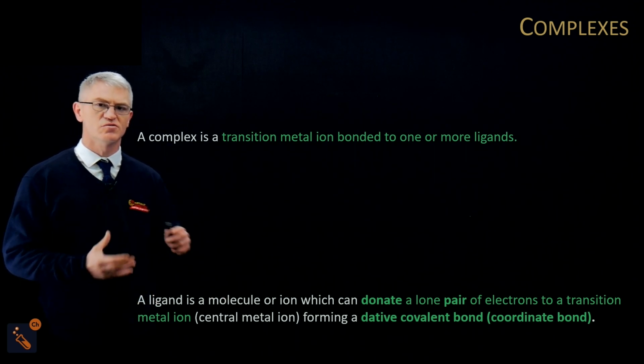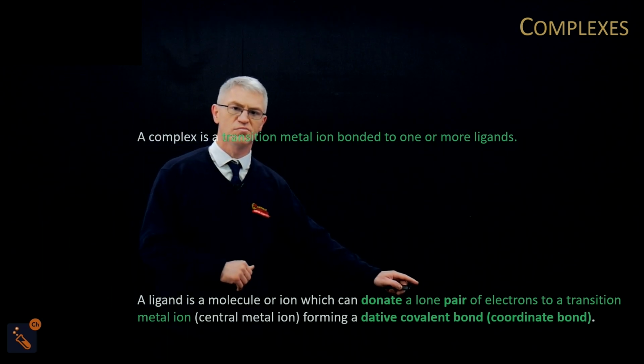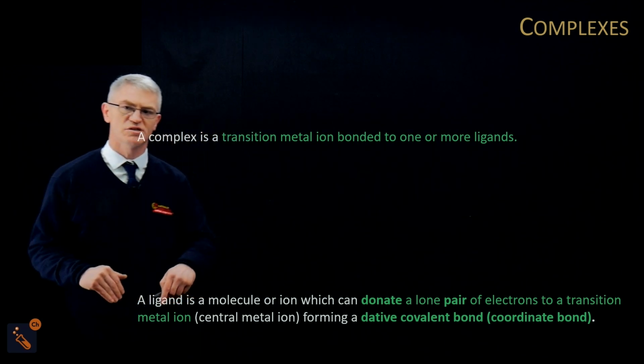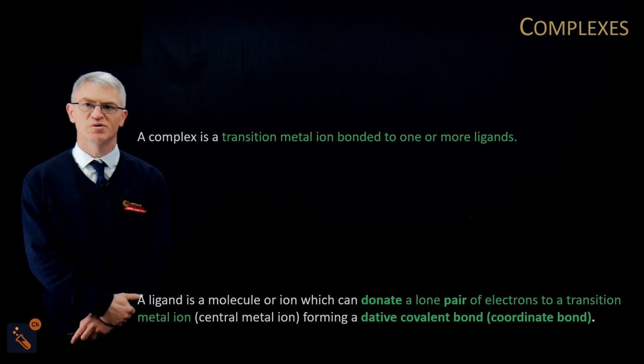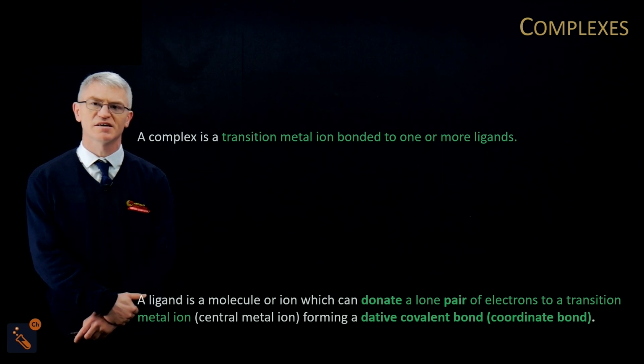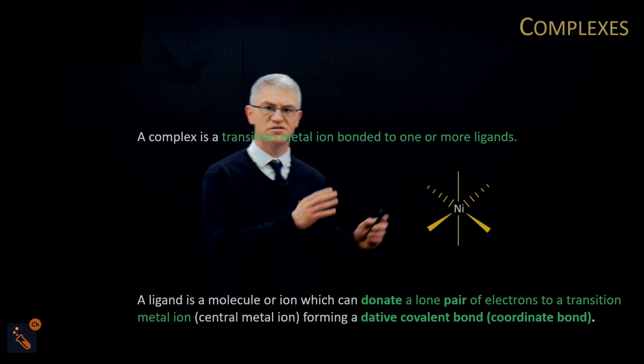is the ion or the molecule essentially that can donate that lone pair of electrons. You can see down here, lone pair of electrons to that transition metal ion, which is a central metal ion, forming that dative covalent bond, which is referred to in transition metals as a coordinate bond. So an example of this that we're going to show you here is just the nickel.